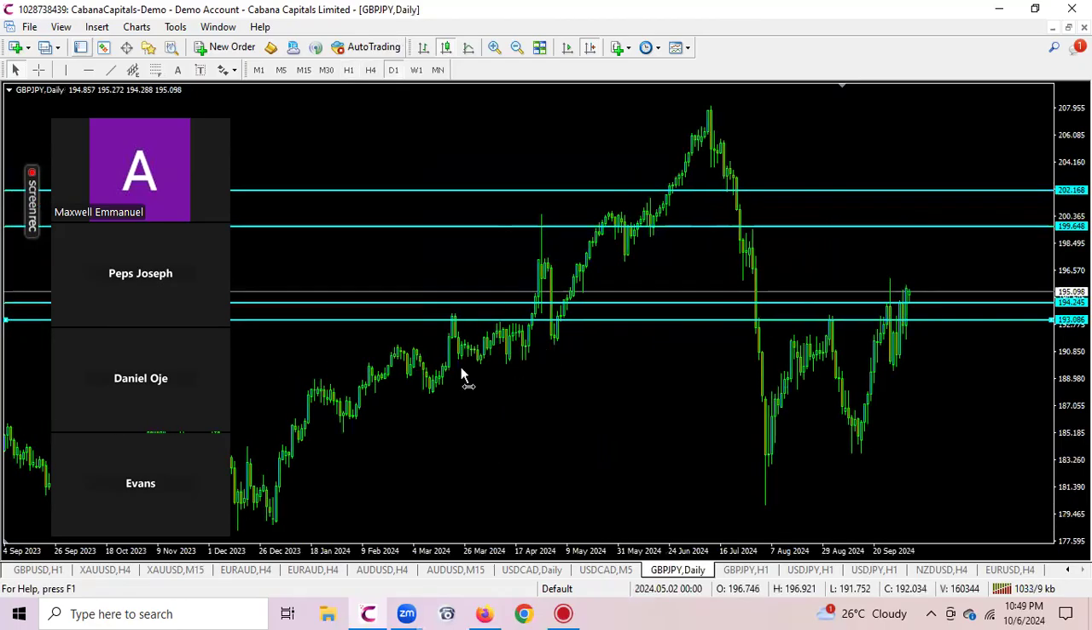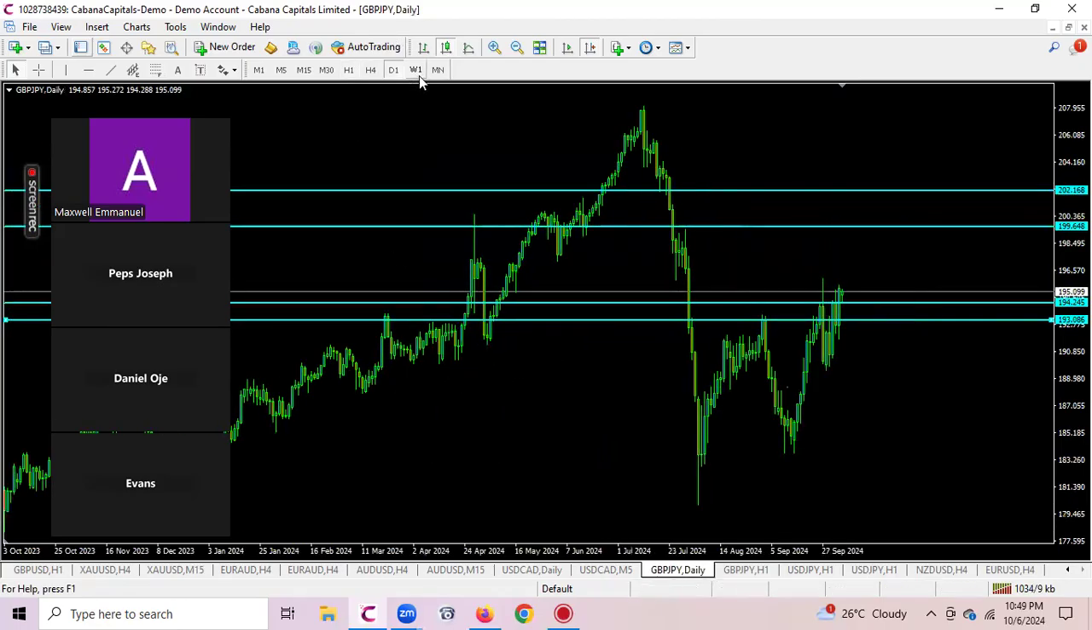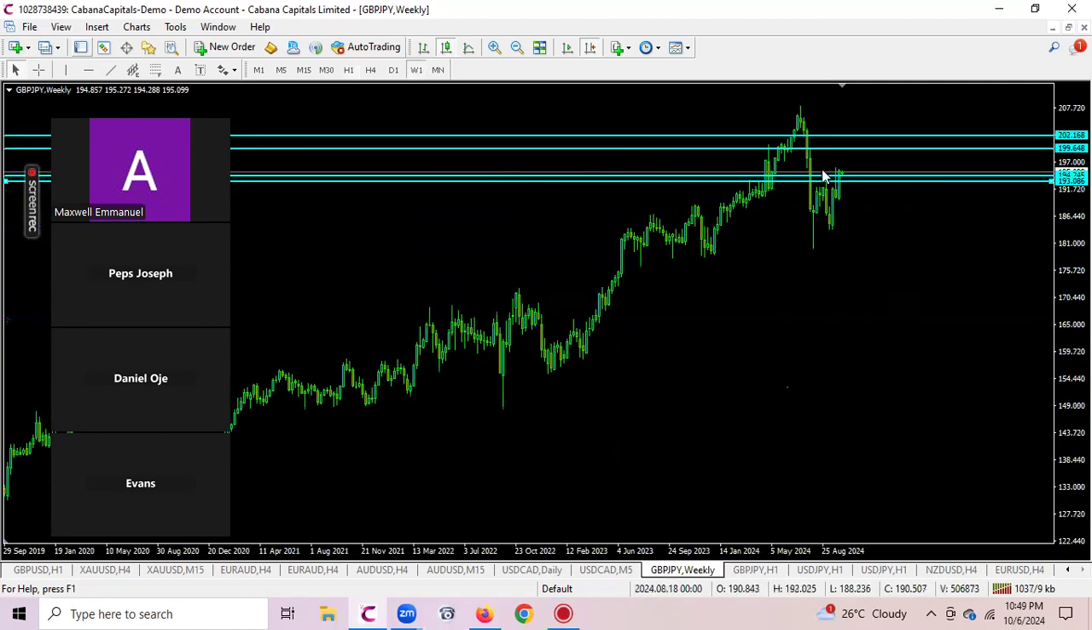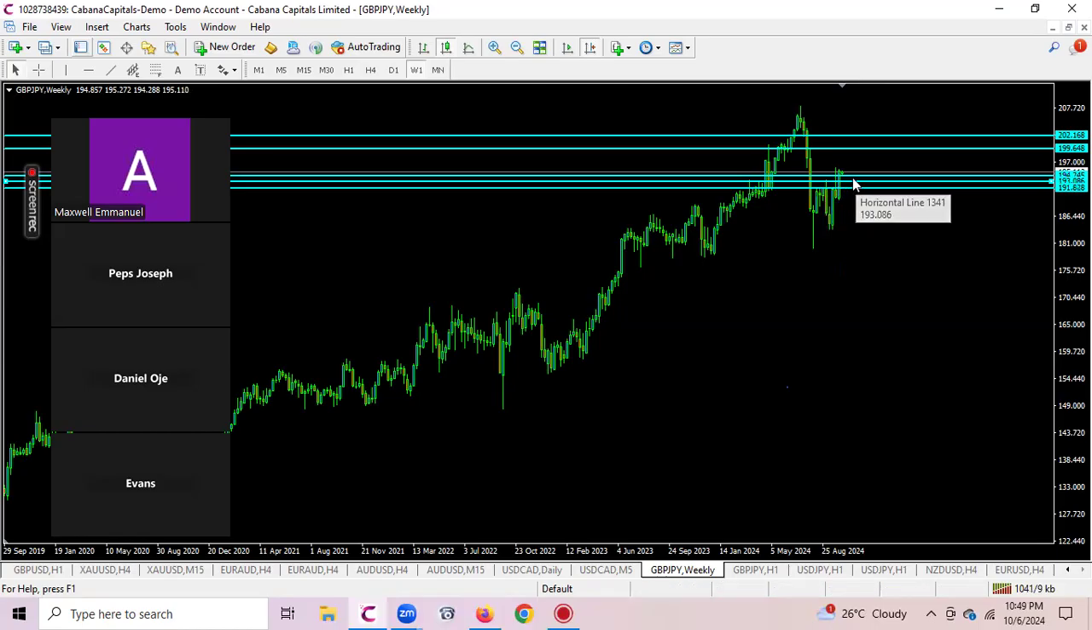Was it on the weekly I identified the support that needs to be retested? So this is the support that needs to be retested. So if price pulls back to this area, I could risk buying from this area and my stop loss will be below this level. I hope that is clear.